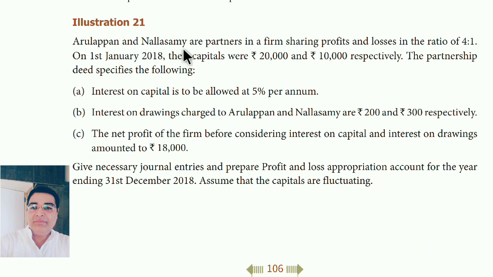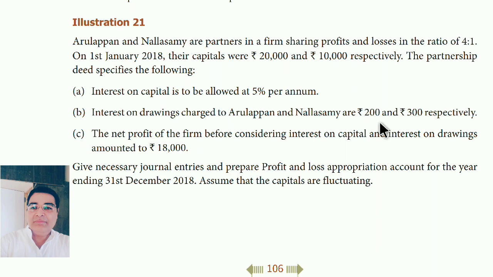Arulappan and Nallaswamy are partners in a firm, sharing profits and losses in the ratio 4:1. On 1st January 2018, the capitals were 20,000 and 10,000 respectively. The partnership deed specifies the following: interest on capital is 5% per annum. So on this 20,000, 5% is 1,000. On this 10,000, 5% is 500. So 1,500 is the total interest on capital for both.